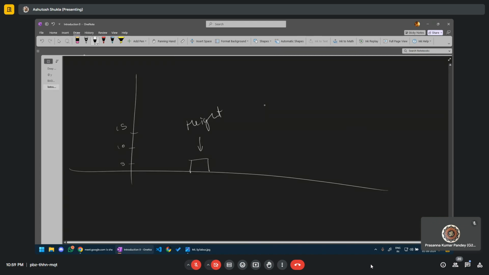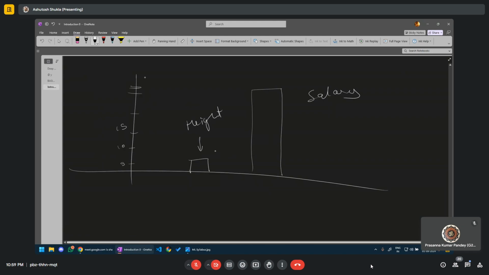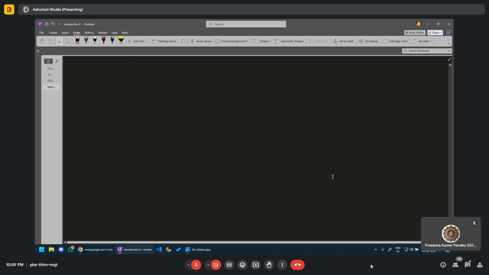And what if I put some kind of bar right next to it which shows your salary? This would be very disproportionate, because your salary isn't going to be like 20-30 rupees, but a lakh, 2 lakh, 3 lakh, 4 lakh per month, something like that. So in front of your height graph, your salary graph would be huge, right?